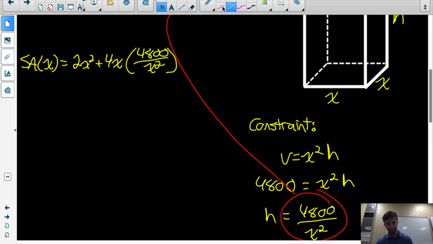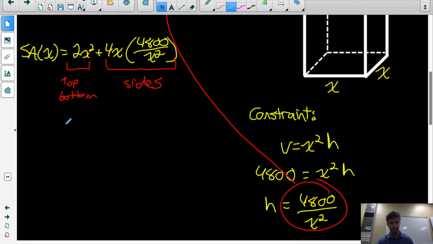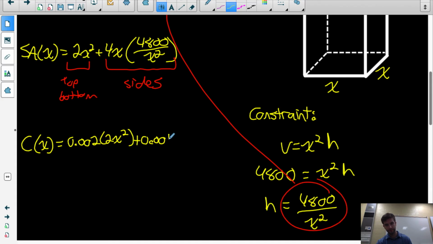The top and bottom, so keep in mind this tells me the surface area of the top and the bottom of the jewelry box. And the sides of the box cost different amounts. So the top and bottom cost $0.002 per centimeter squared. So if I want to generate a cost equation, because I'm interested in minimizing the cost, I would have to multiply the surface area of the top and bottom by 0.002, and I would have to multiply the sides by 0.001, because that's what the surface area of the sides cost per centimeter squared.